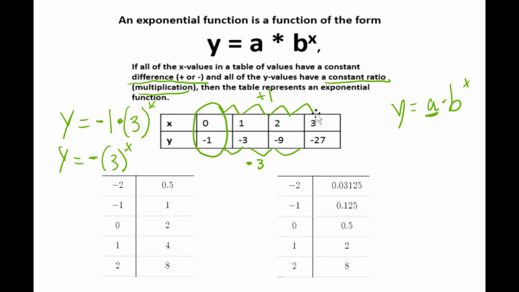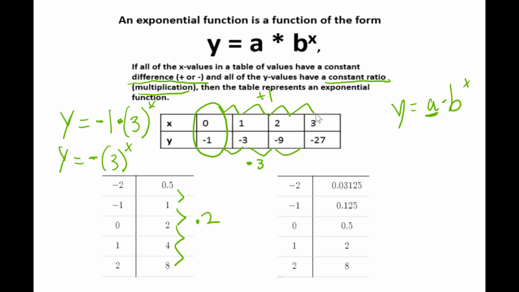So let's see if these next two tables are exponential. Usually it's y over x. We'll still do a y over x. All right, so are my y's growing at a constant ratio, which means multiplication? Okay, 0.5, 0.5, 0.5 to 1, 2, 4, 8. So it looks like we're multiplying by 2.